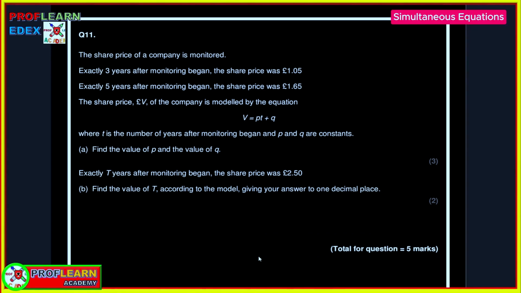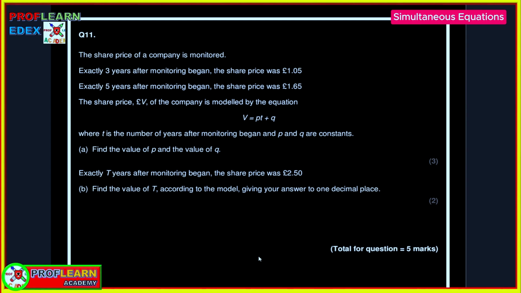Then finally, we have the last question. The last question is also regarding a model. The share price of a company is monitored. Exactly after 3 years, the price was 1.05 pounds. After 5 years, the share price was 1.65 pounds. All right, so we are going to find the values of P and Q.